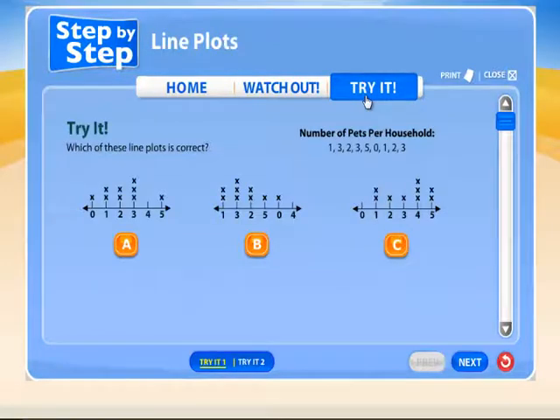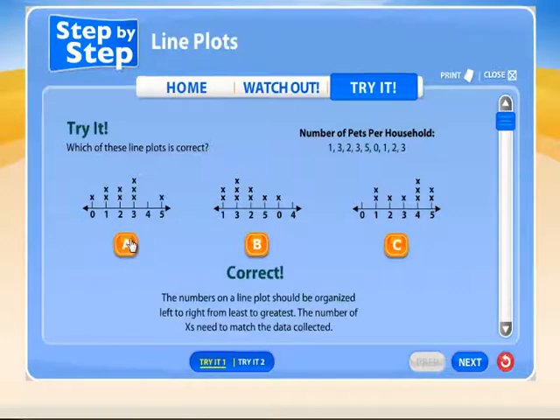Which of these line plots is correct? Right on! The numbers on a line plot should be organized left to right from least to greatest. The number of X's need to match the data collected.